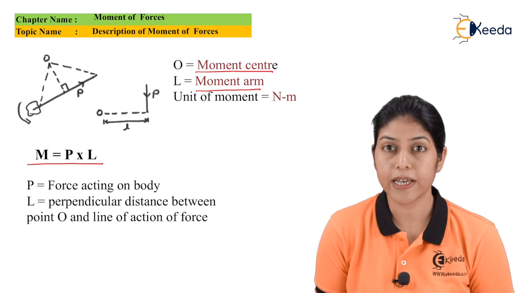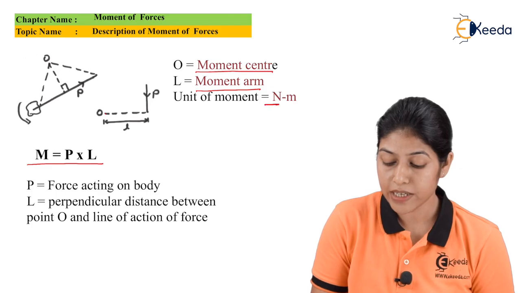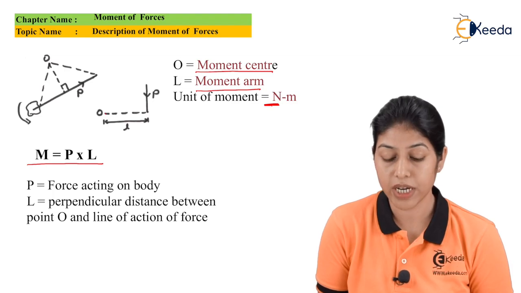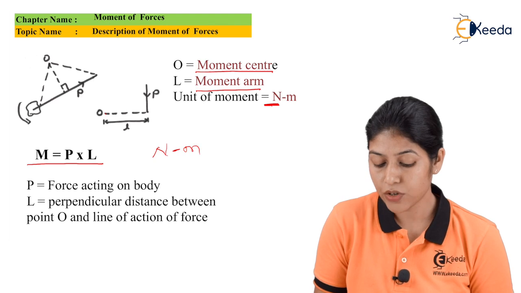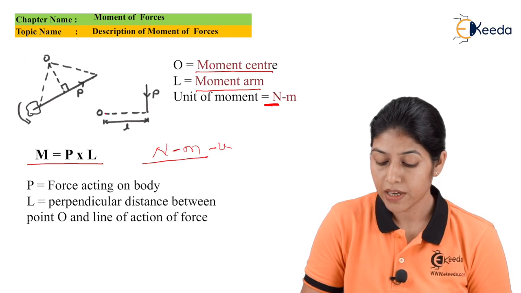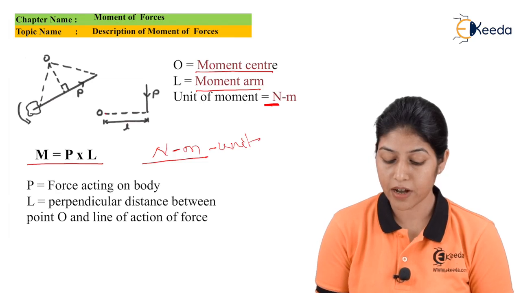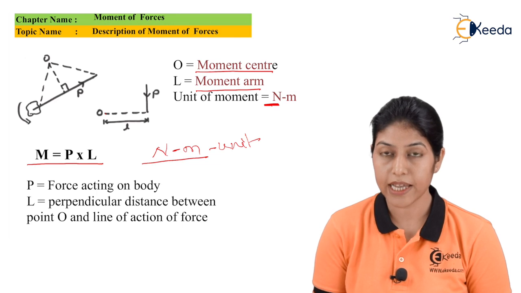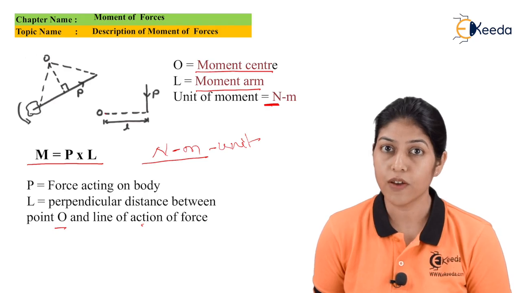represents the moment. We know the unit of force is always Newton. So the moment unit we consider as Newton meter, because Newton is the unit of force and meter is the unit of distance. So the total unit of the moment will be Newton meter. So this is about the moment, and here P represents the force acting on the body, and L is the perpendicular distance between O and the line of action of the force.